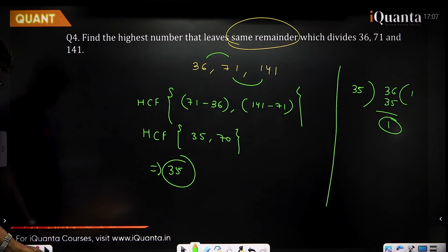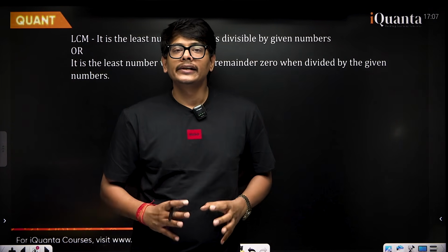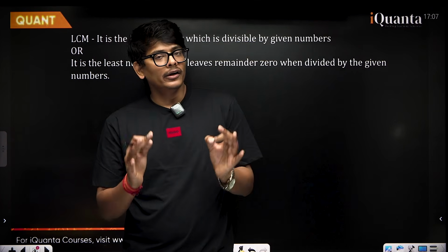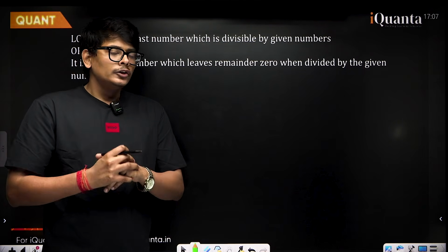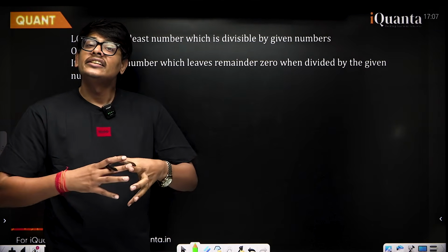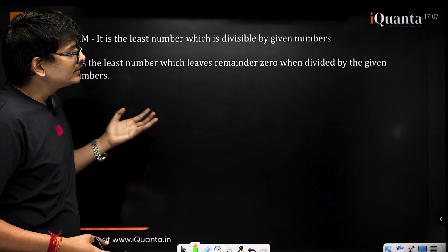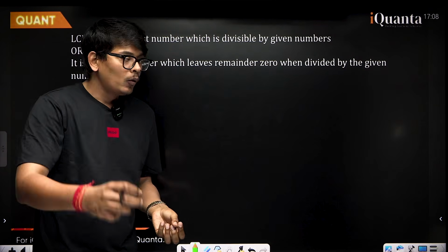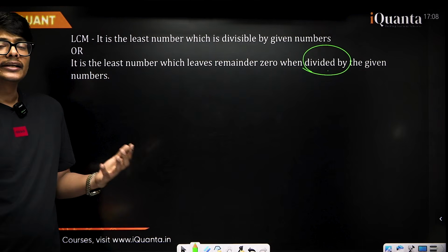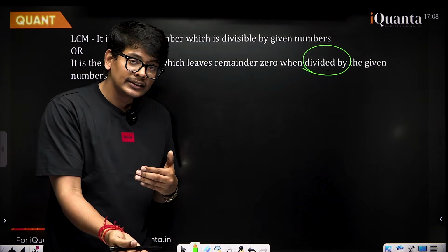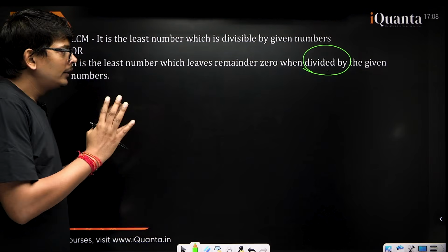Next part. Next, let's talk about LCM. So we have covered HCF definition related problems. Now we are going to talk about LCM related problems. So LCM is the least number which is divisible by given numbers, or it is the least number which leaves remainder 0 when divided by the given numbers, right? HCF is a number which divides the given numbers, while LCM is a number by which other numbers get divided. I hope the difference is clear.